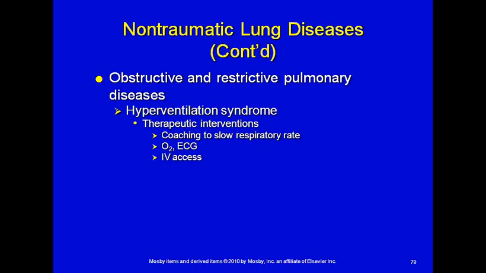Therapeutic interventions for hyperventilation syndrome: no longer do we give them a brown paper bag and tell them to breathe into a brown paper bag, because if there are other conditions that cause deep and rapid breathing, like diabetic ketoacidosis, where they're breathing deep and rapid to blow off CO2, and if we have them breathe into the bag, they'll rebreathe that CO2 and actually make them worse. So we need to coach them to slow their breathing down.